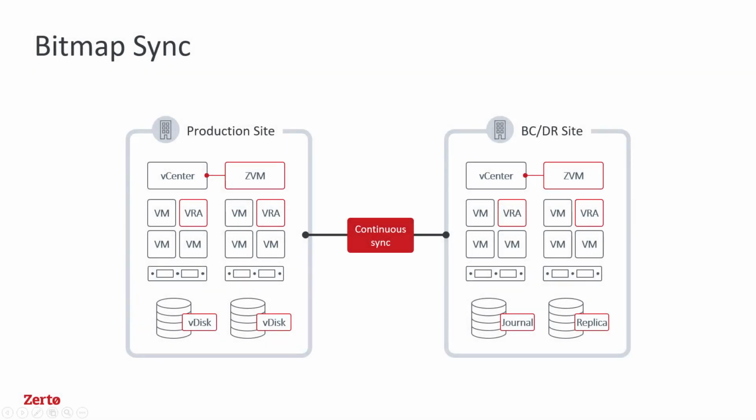Bitmap sync will occur if there is an interruption to the replication service for a short amount of time. During a bitmap sync, data changes in a VPG will be stored in the source VRA memory in a bitmap. When the connection between the source and target site is restored, the source VRA will send the updates to the target VRA. These changes are then written to the journal and then committed to the replica disk. When this process is complete, Zerto will resume continuous sync.